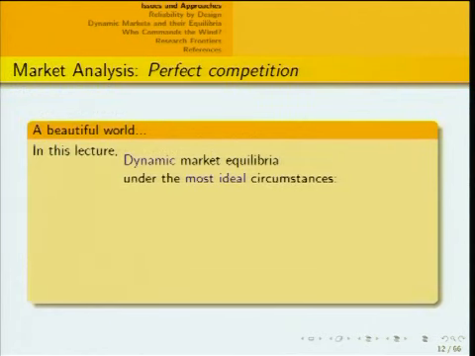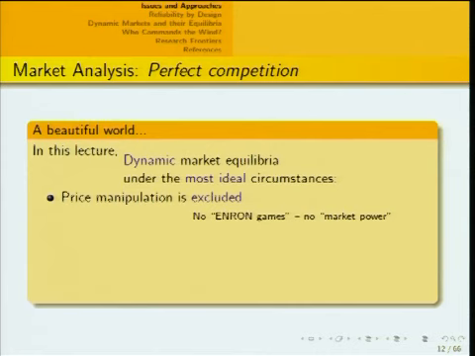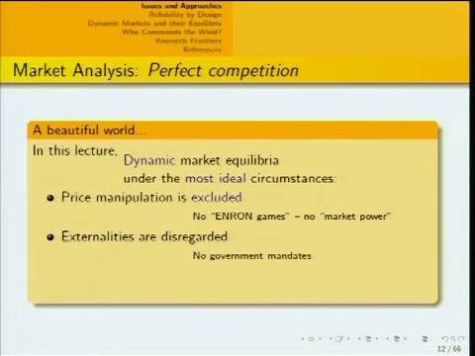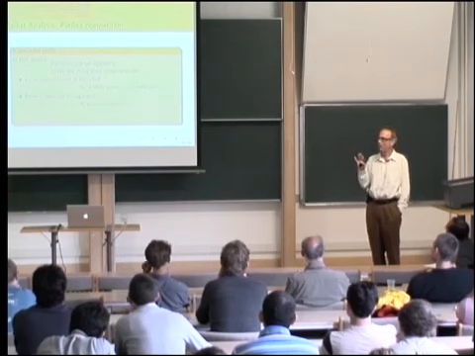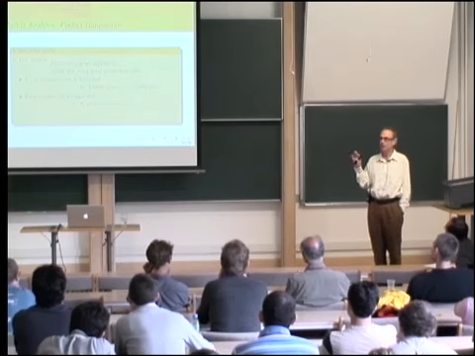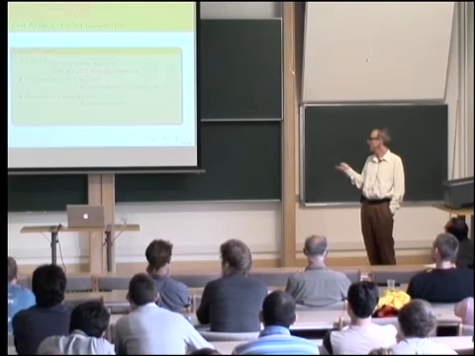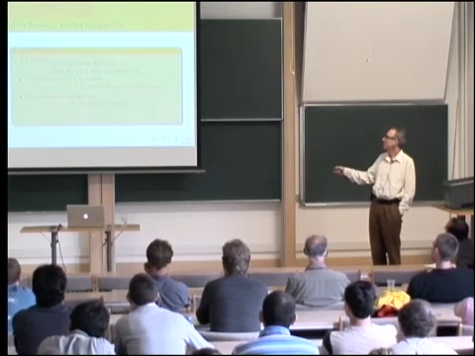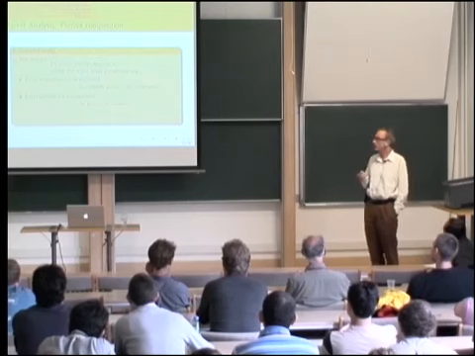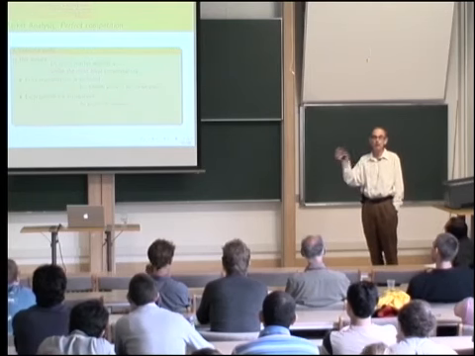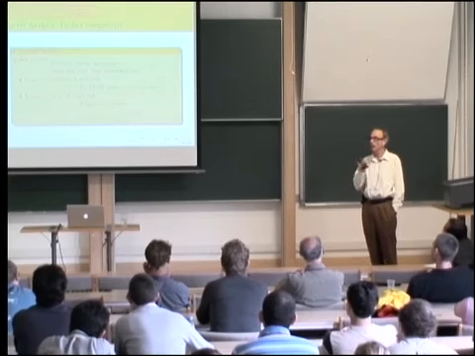Well, in this lecture, I'm going to look at the most ideal circumstances, absolute utopia. First of all, I'll assume that there is no Enron, that there's nobody who could possibly manipulate prices. And secondly, I ignore all externalities. So there are no mandates, there's nothing at all. People can do what they want. But the main thing, they do what they want with the price, except they cannot manipulate the price. So this is the formulation from the Chicago School, how you get an efficient equilibrium.